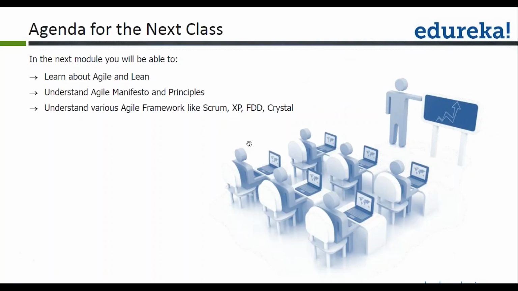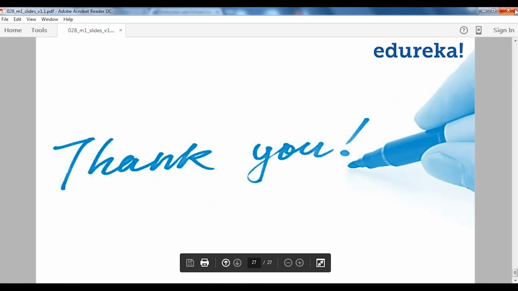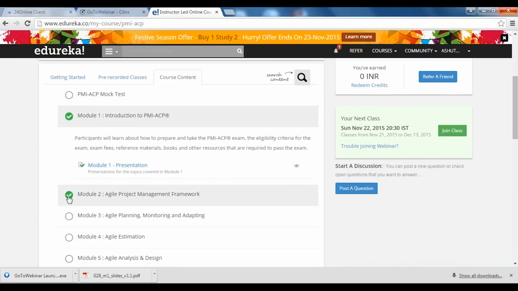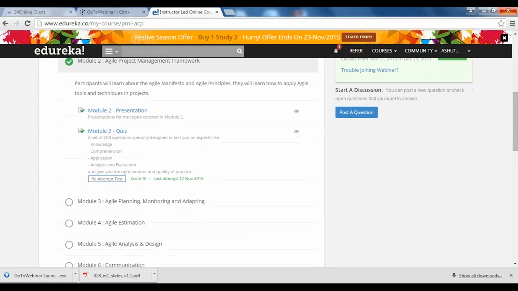Okay, so we will be moving on to the next class, and the next module talks about what Agile is, what Lean is, what an Agile manifesto document is, what the Agile principles are, and what the various agile project management frameworks are, like Scrum, XP, feature driven development, and Crystal. That is what we'll be talking about in the next module. So we already covered the first module, and now let me open up the next module.